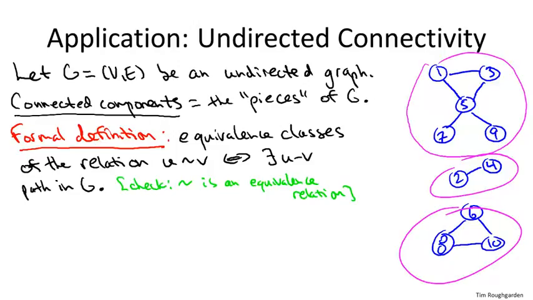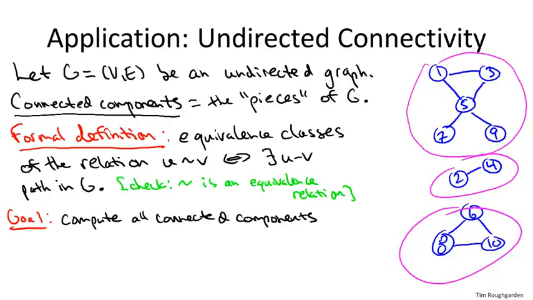So equivalence relations always have equivalence classes, the maximal mutually related stuff. And in this graph context, that's exactly these connected components. It's exactly what you want. So what I want to show you is that you can use a breadth-first search wrapped in an outer for loop over all of the vertices to identify all of the connected components of a graph in time linear in the graph, in O(n + m) time.